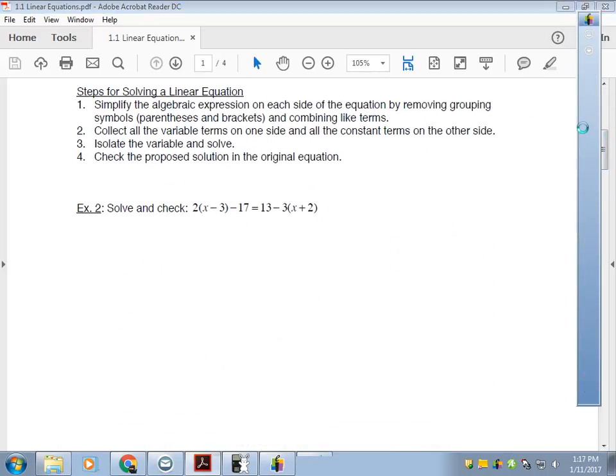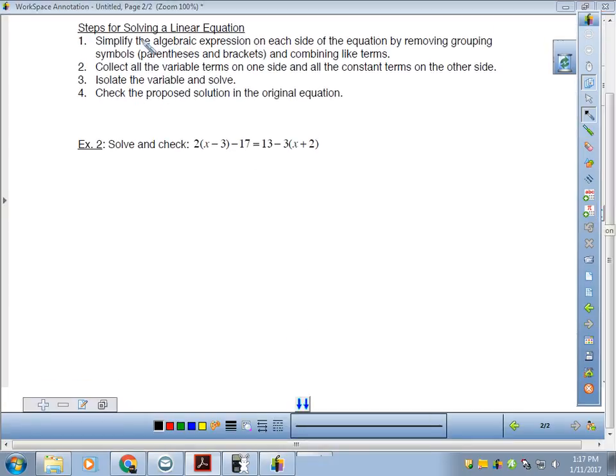Next thing, just some general advice and guidelines for solving linear equations. First thing you want to do is simplify algebraic expressions by removing grouping symbols. Get rid of parentheses and brackets by distributing into them and then combining like terms. Number 2, collect all your variable terms on one side and all the constant terms on the other side. So anything that has a variable in it, move it to one side of the equation. Anything that doesn't have a variable in it, move to the other side. Step 3, isolate the variable and solve. And then, as always, check your proposed solution in the original equation and make sure it works.